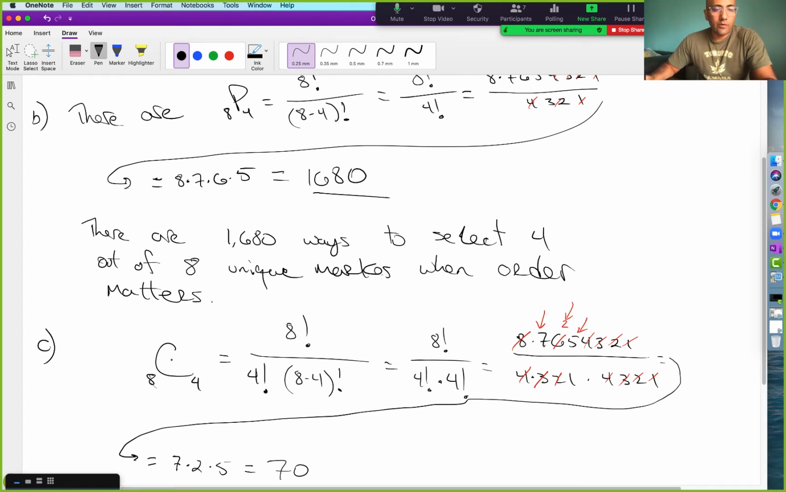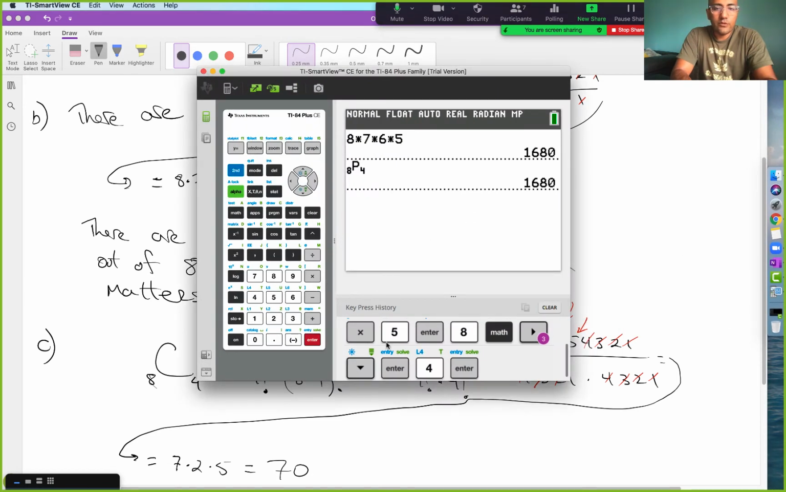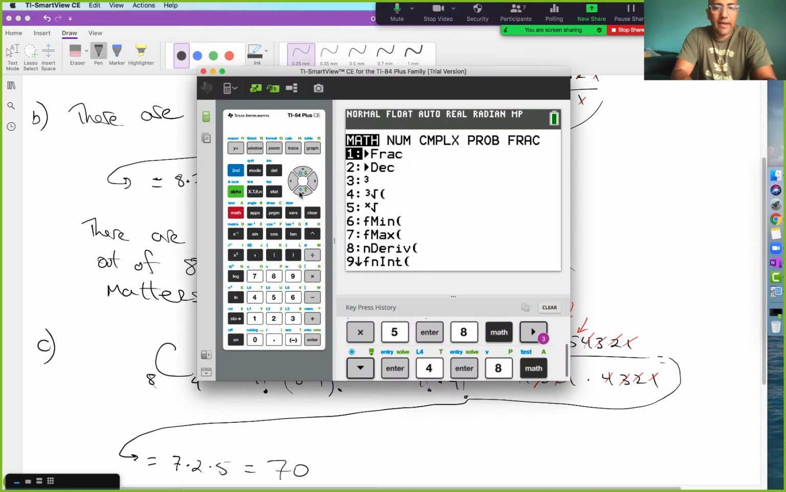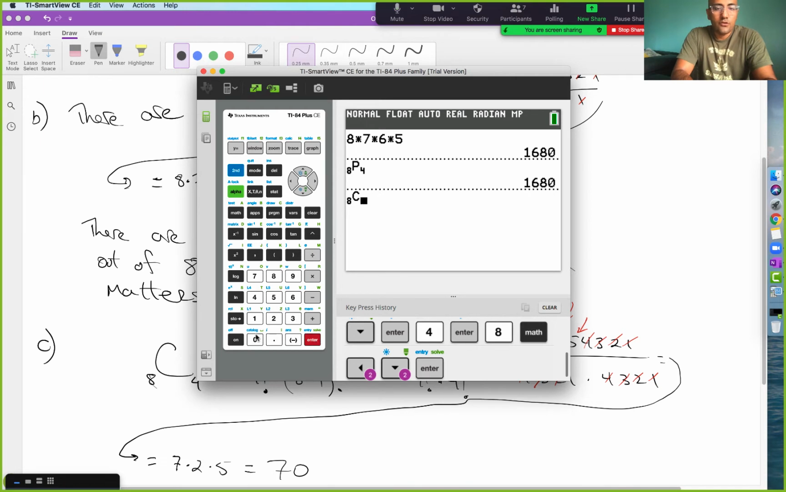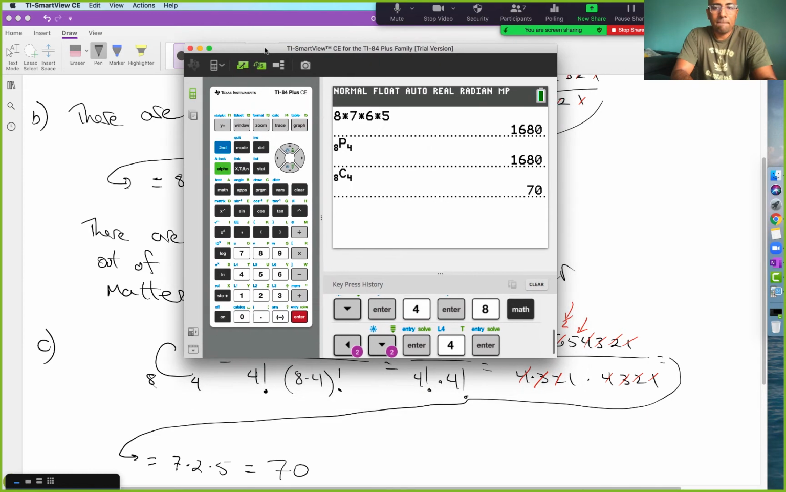So let's do that now. We want to do combinations of 8 choose 4. This was permutations of 8 choose 4; this is going to be combinations of 8 choose 4. Let's go to our trusty calculator. So we will do 8, math, then go over to probability, and the third option is combinations. Enter, choose 4, enter, we get 70. So it gives us the same thing. Nice, easy button.